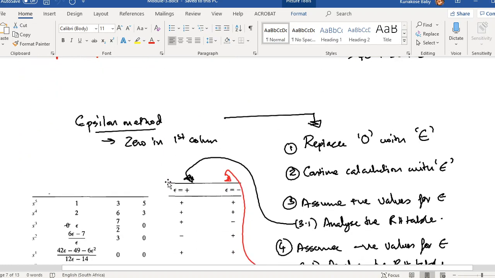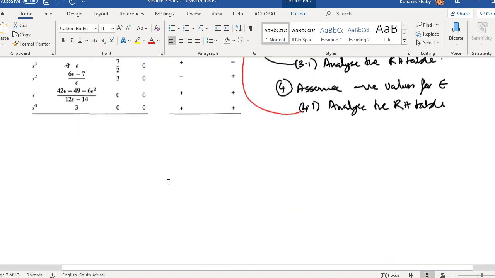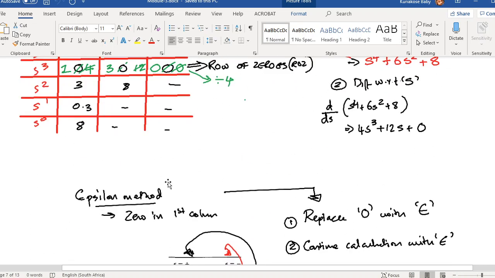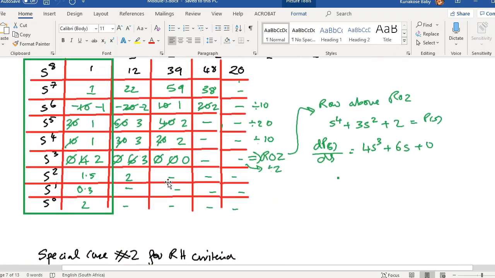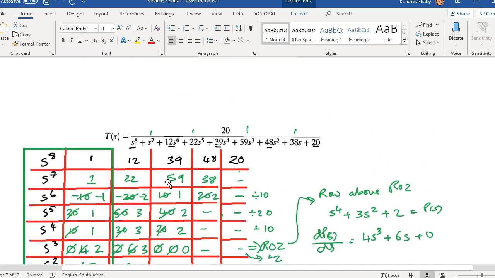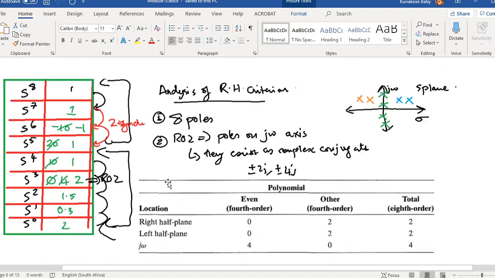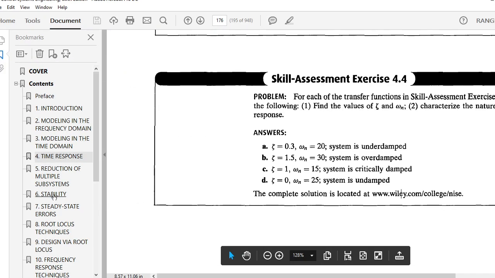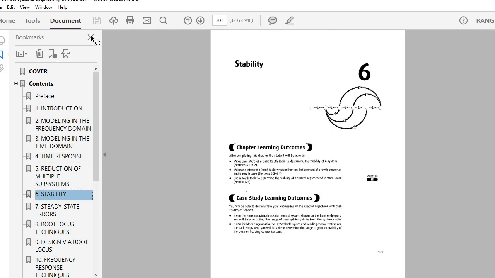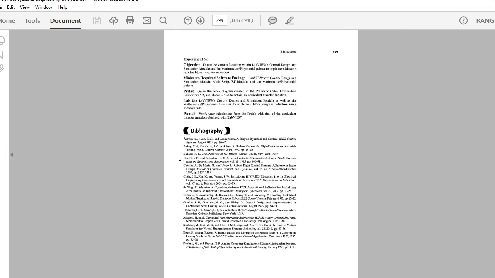Right. So this is the method for calculating or populating the Routh table with the two special cases. Now we're going to do a similar problem. We'll see if we can have a look at it in the textbook, and we'll try and solve it from the textbook. So we are in this chapter 6 here, which we mentioned is on the stability.